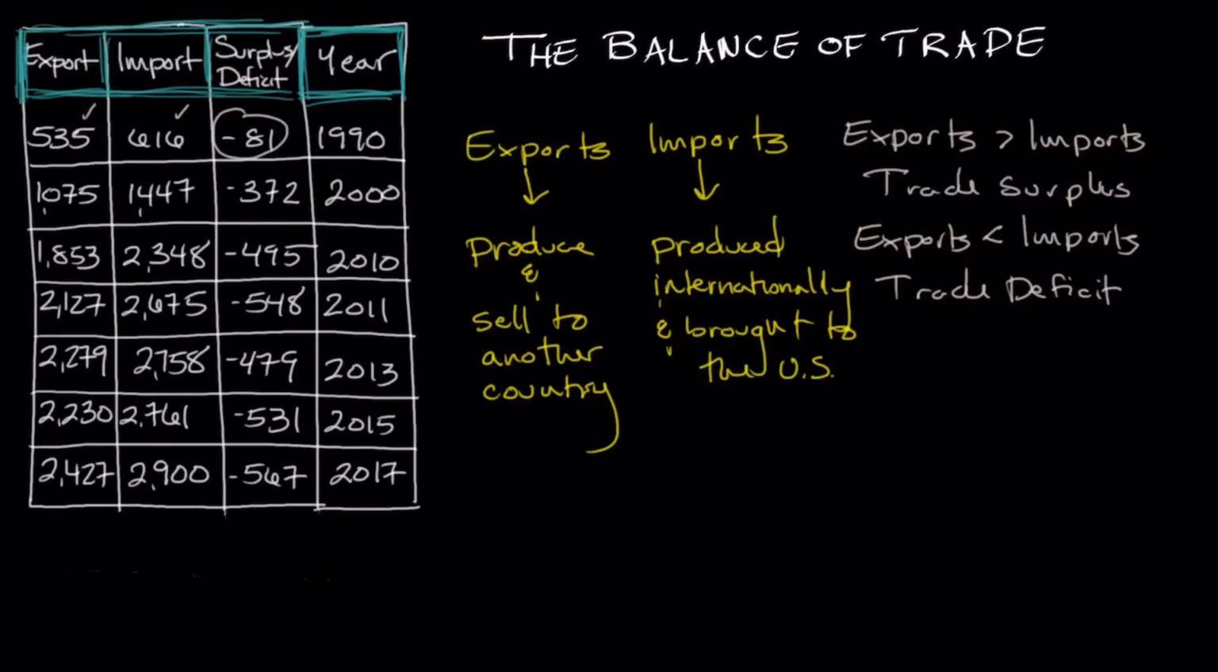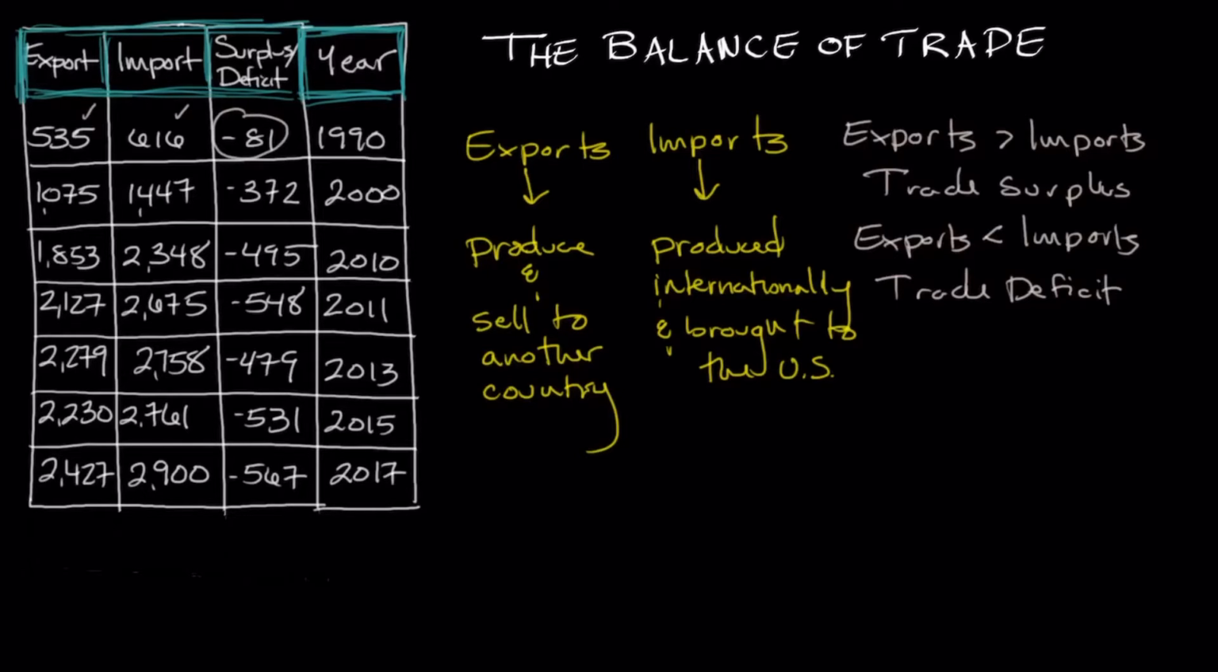Now, that's not enormous, but look what happens over the years. In 2000, it grows to $372 billion. In 2010, it grows to $495 billion, and then it gets to $548 billion in 2011. Then it drops temporarily a little bit to $479 billion. We have kind of a good year in 2013, but then it comes back up to $531 billion in 2015, and then $567 billion in 2017.